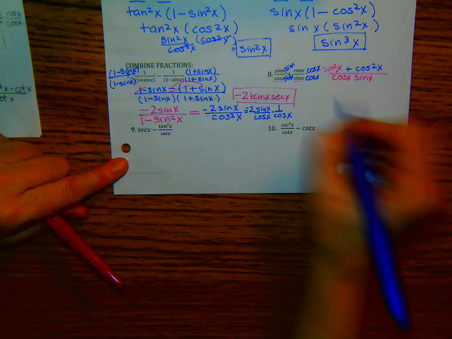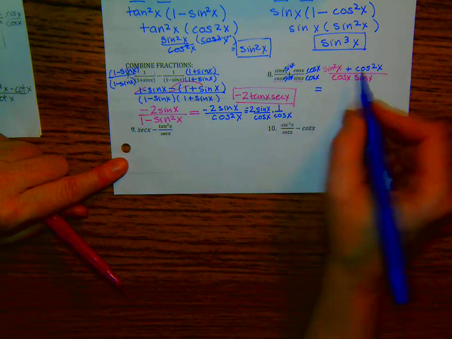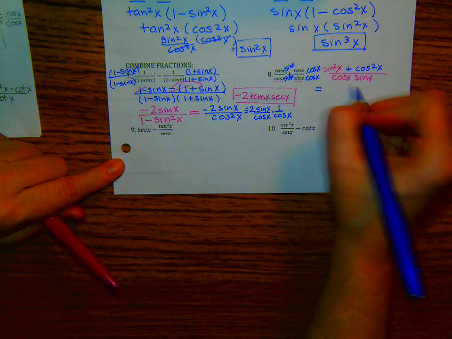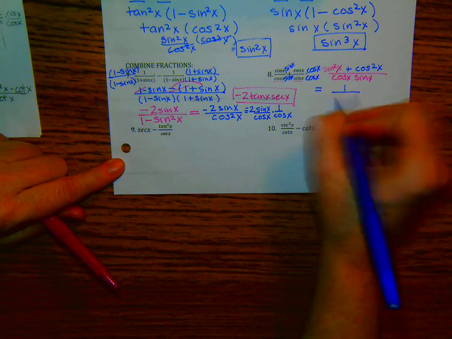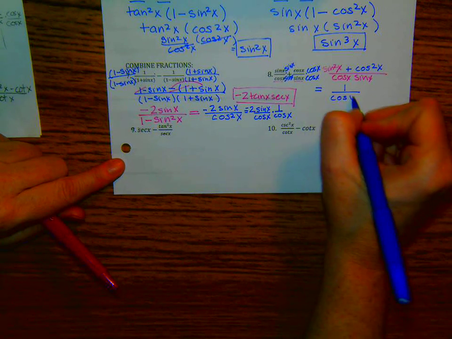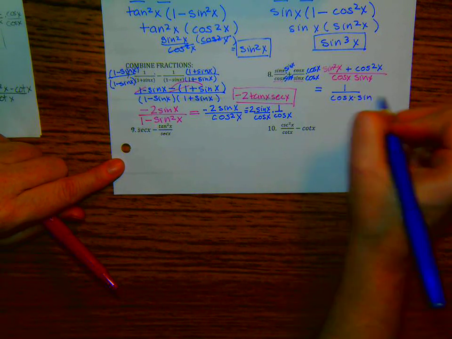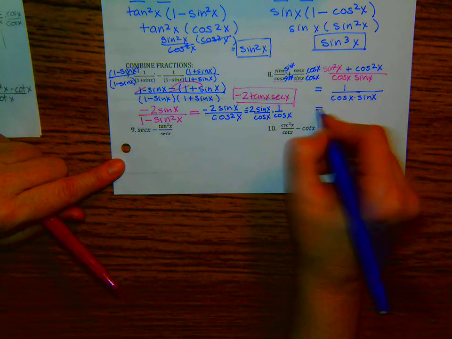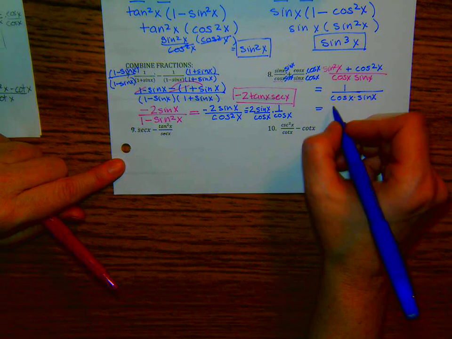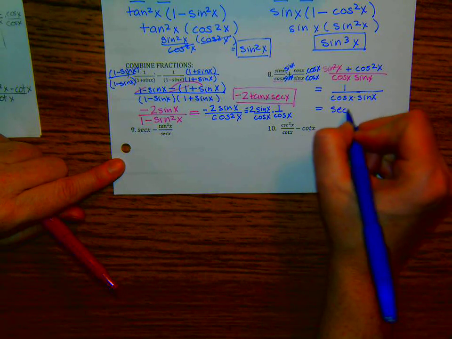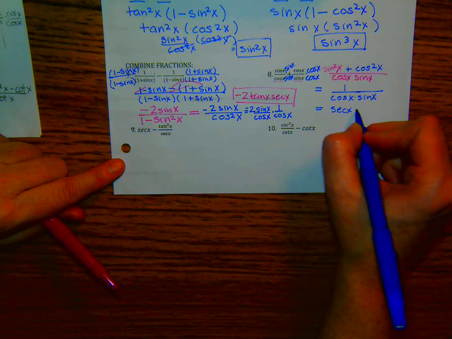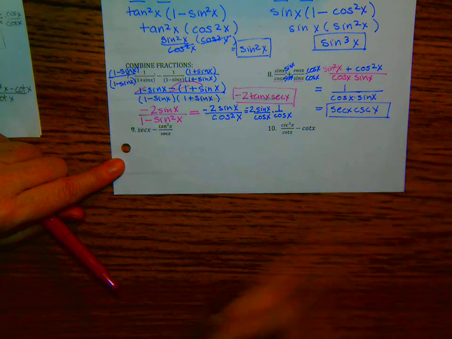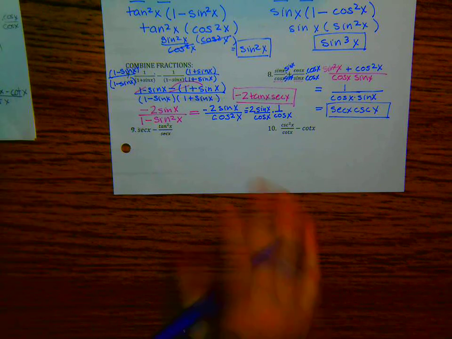Okay, so now I can just add the numerator. What is sine squared x plus cosine squared x? Well, that is 1 over cosine x times sine x. Okay, we can simplify this one more time. What is 1 over the cosine of x? Well, that is the secant of x. What is 1 over the sine of x? Well, that is cosecant x. There we go. All right.